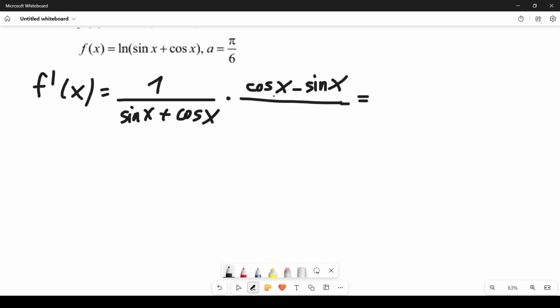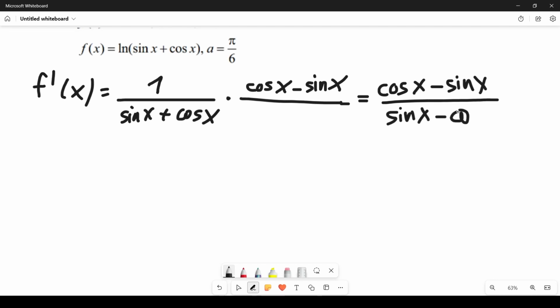And when we write that as a single fraction, it is going to be cosine of x minus sine of x over sine of x plus cosine of x. And that is our first derivative. However, when we replace x with pi over 6, pi over 6 is going to be 30 degrees. 180 divided by 6 is 30 degrees.